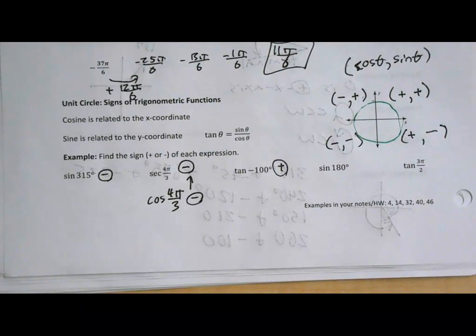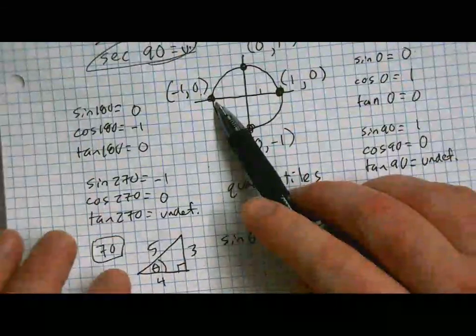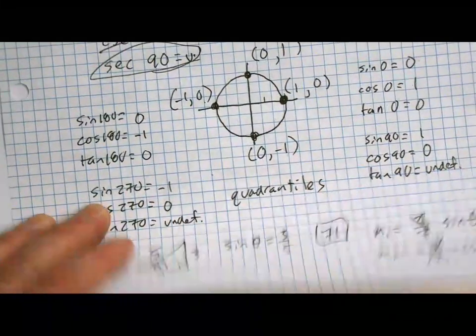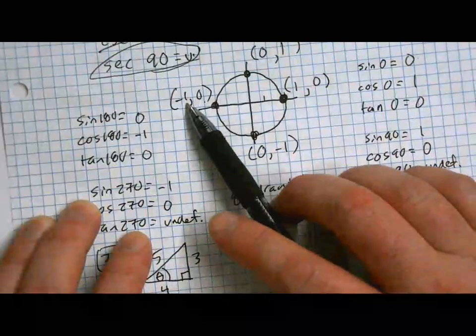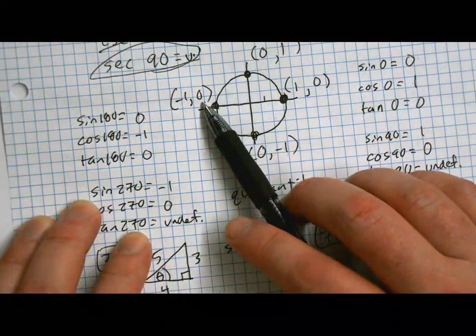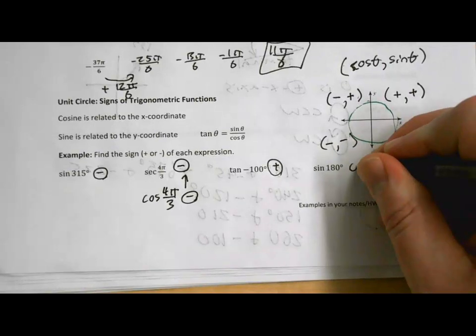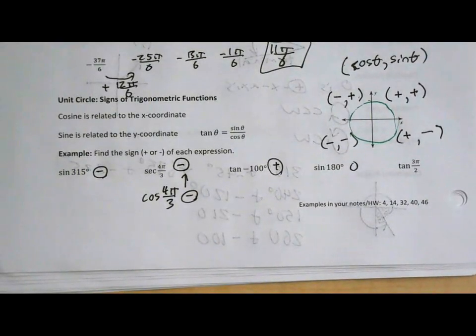We're going to think back to where is 180 degrees? It's right here. They're asking us about the sine. The sine would be the y-coordinate, which is 0. So it's not positive, it's not negative, it's 0.